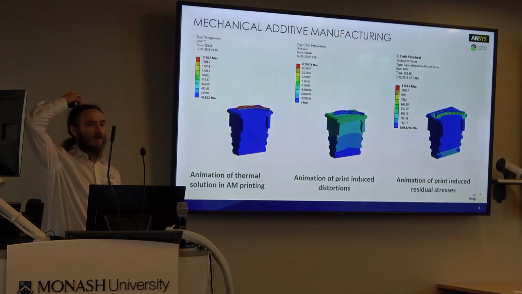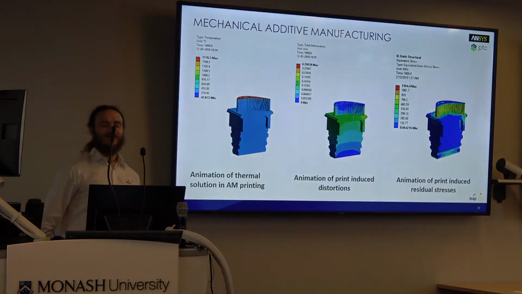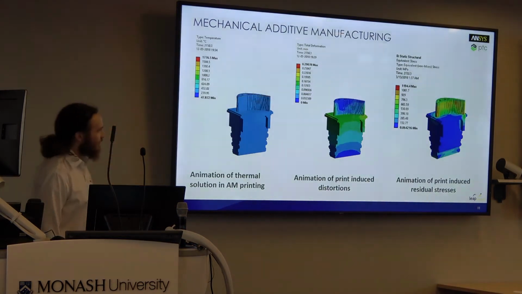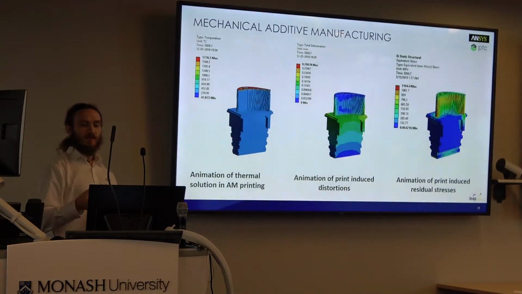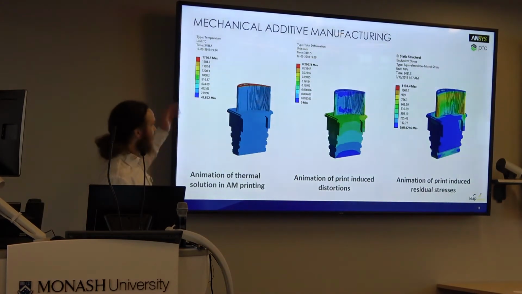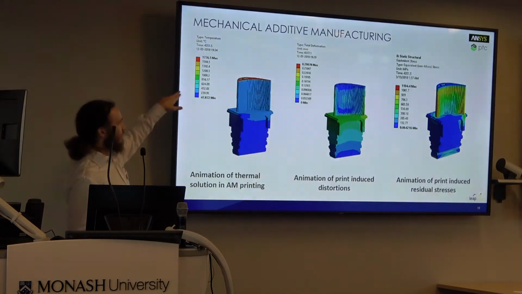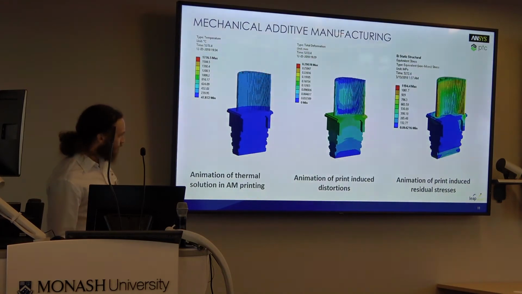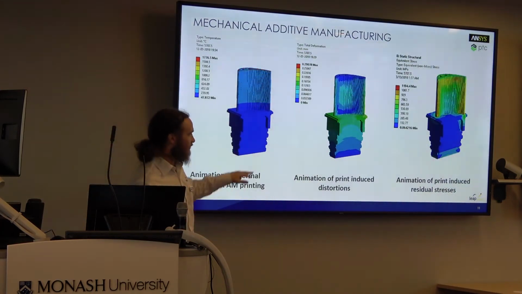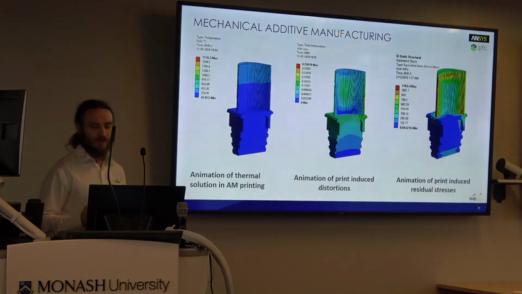Okay, so this is the mechanical additive manufacturing tool, or it was. That's right, in ANSYS Mechanical. So this is a tool for simulating the printing process, and it gives us an animation of the printing, obviously. On the left we have the thermal results, so you can see where the laser has most recently been, is the hottest region. Then we have the thermally induced distortions, and then on the far right we have an animation of the residual stresses.